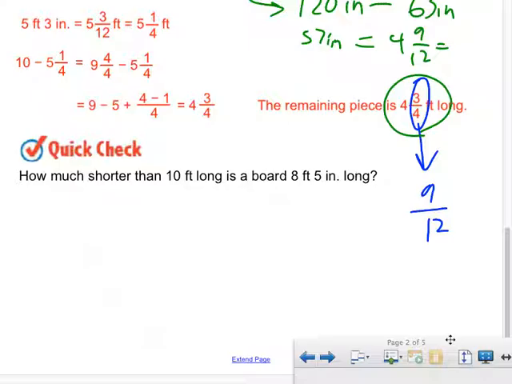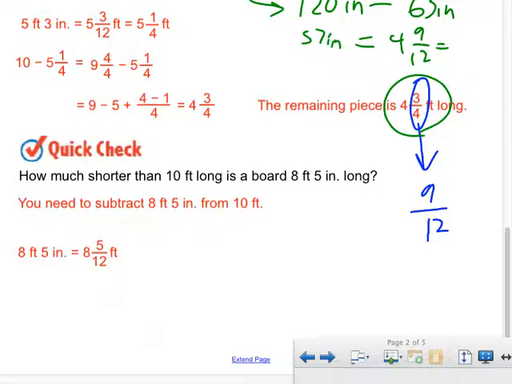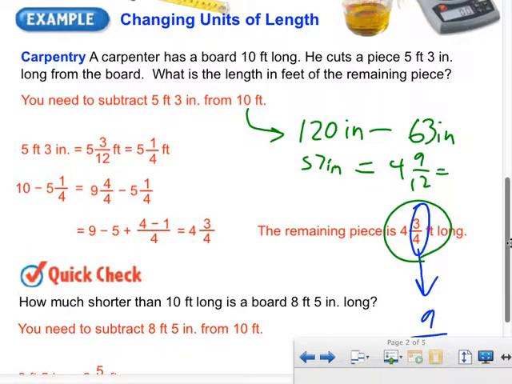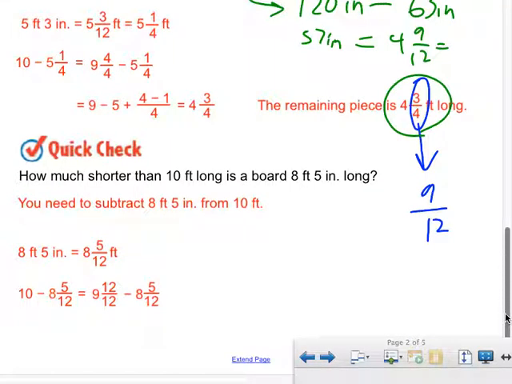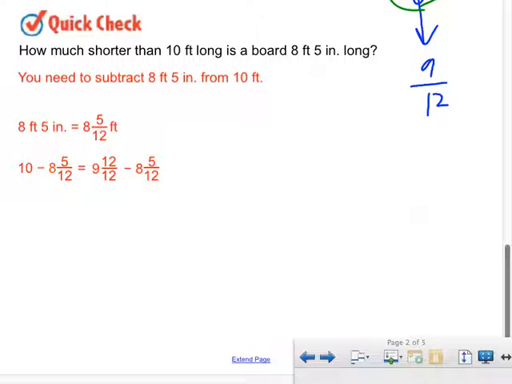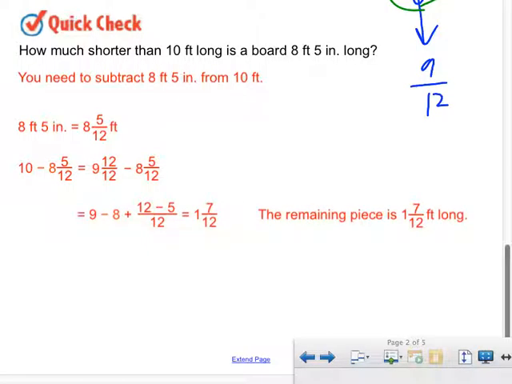Lola in the back. Okay, so first there's 10 feet, so there's 10 minus 8 and 5/12, this is a mixed number. Good, 8 and 5/12. 10 is equal to 9 and 12/12. Nice. So now we have like denominators. Okay, and so the whole numbers, we're going to subtract that. We do get 1. What about the fractions? The fractions, you get 7.